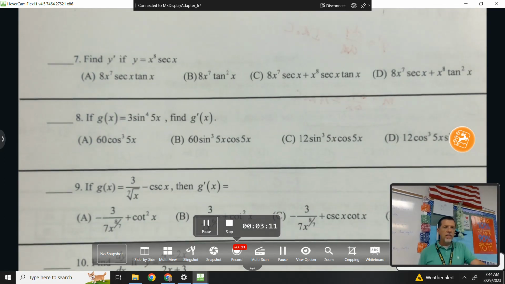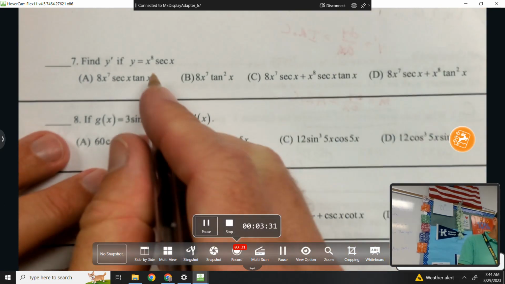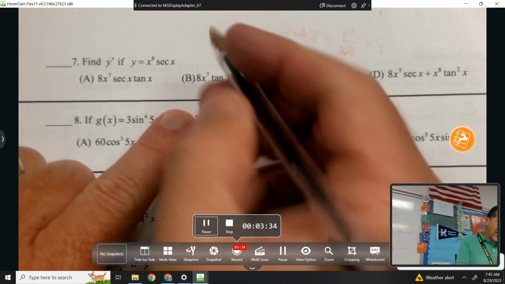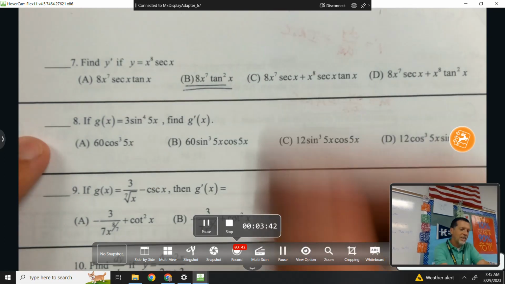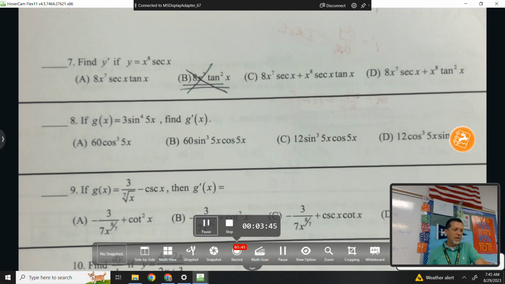X to the 8th times secant of x. So what rule should we use to find the derivative of x to the 8th times secant of x? Could I make it any more obvious? No, you couldn't. It's the meme where you're tempted to do the wrong thing. I bet the wrong answer's there. Yep, there's the wrong answer, tempted by the meme, the pretty girl walking by. Don't be tempted to do that. That's definitely not it. It's probably going to be C or D before I even do anything, because that's what the product rule will look like.